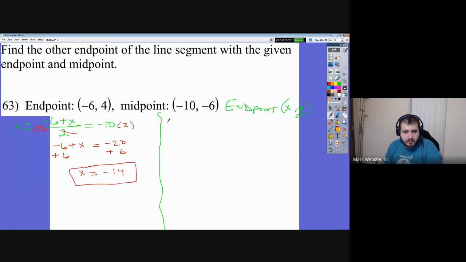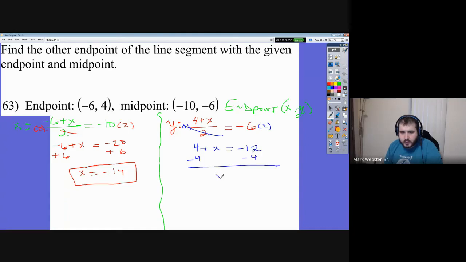Let's do the exact same thing for our y value. Again, my y values are 4 and I don't know. So 4 plus the thing I don't know, over 2, had better be the midpoint y value of negative 6. And now let's solve again. Multiply both sides by 2 to clear out the fraction. 4 plus y equals negative 12. And then I'm going to get rid of that 4. Negative 12 minus 4 more should be negative 16.